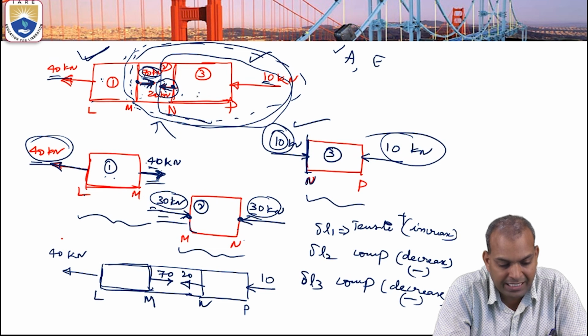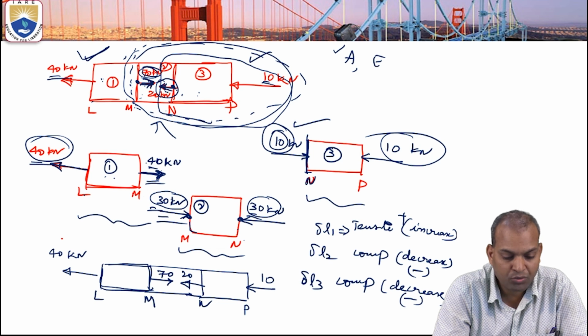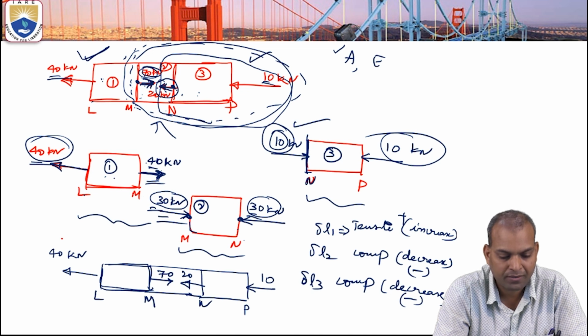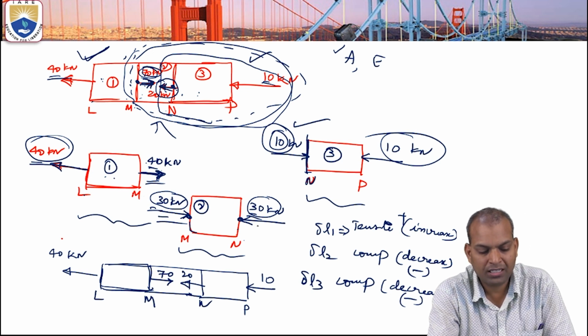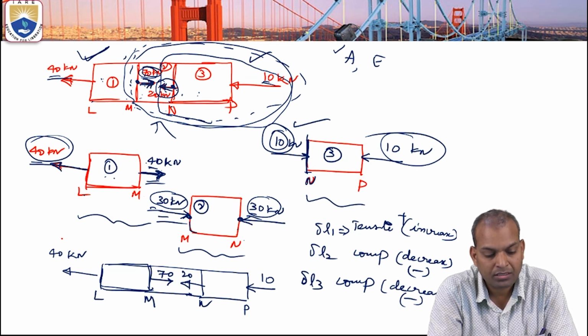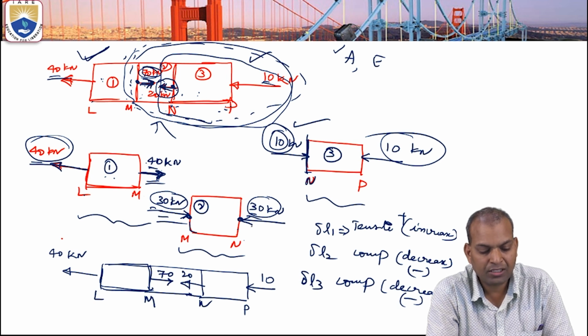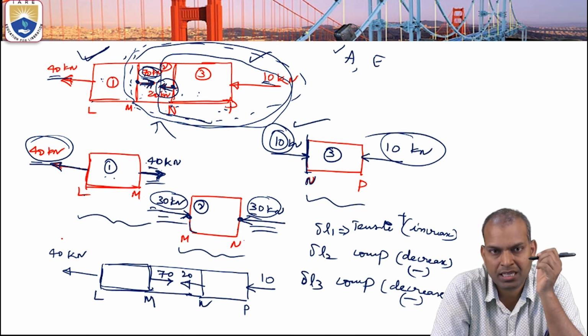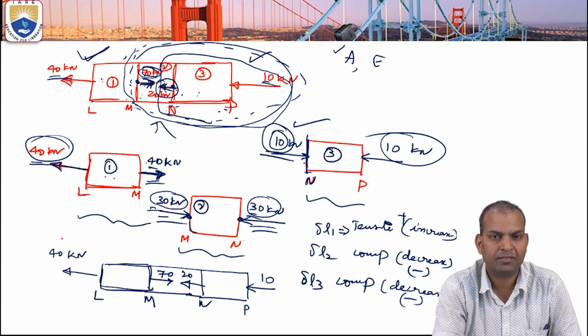Now coming to the N section. What is the force acting here? How are we going to find it out? Here 20 kilonewtons is compression on Mn, and with respect to the NP section, 20 kilonewtons is tensile and 30 kilonewtons is compression. That means the force acting is 30 minus 20, 10. The maximum direction is compression. That's why it is 10 kilonewtons compression.